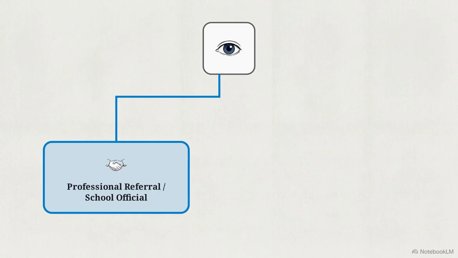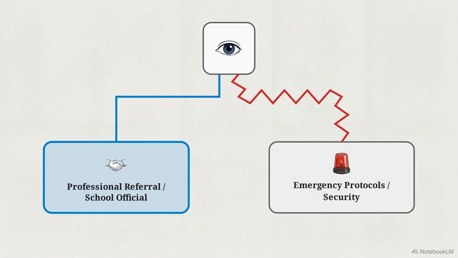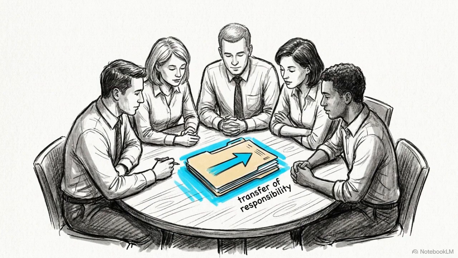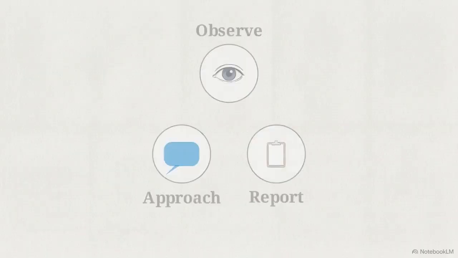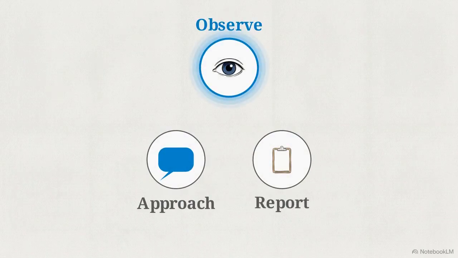If you identify an active threat of harm, move to the second path. Trigger your school's emergency protocols and contact security or emergency services immediately. Completing this step successfully transfers the responsibility of care to a coordinated support team. You now have the workflow required to observe, approach, and report a student in distress.